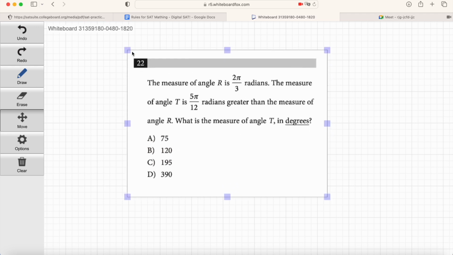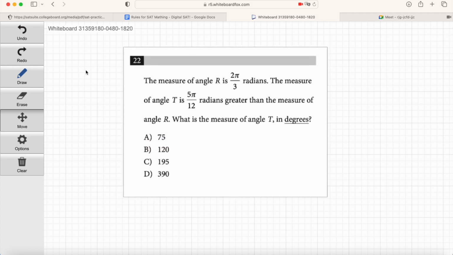All right. Go and read question number 22 for us, please. Ooh, a radians question. Go and read it, please. The measure of angle R is 2 pi over 3 radians. The measure of angle T is 5 pi over 12 radians greater than the measure of angle R. What is the measure of angle T in degrees? What are we solving for here, Tanner? The measure of angle T in degrees.